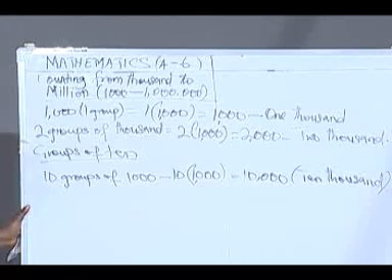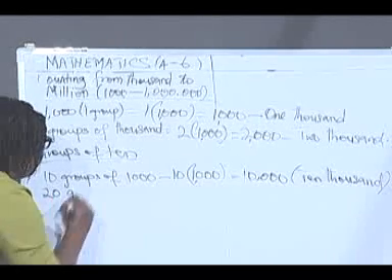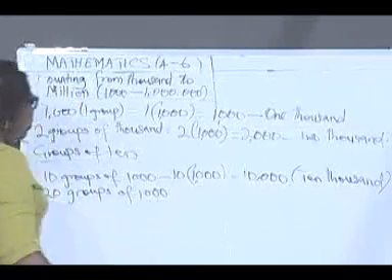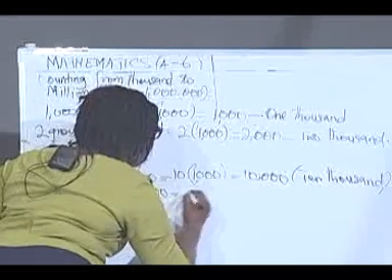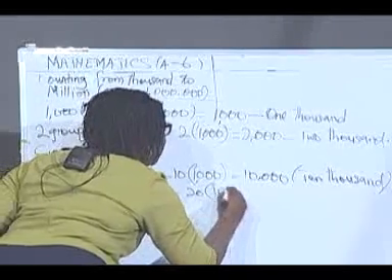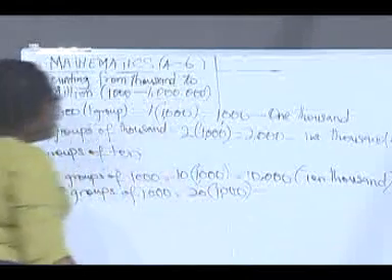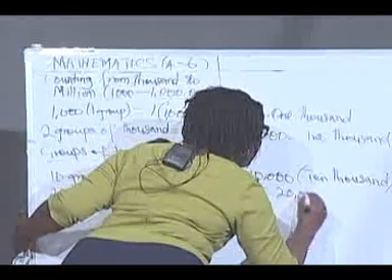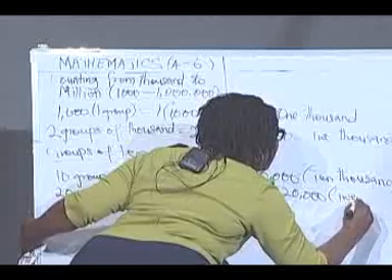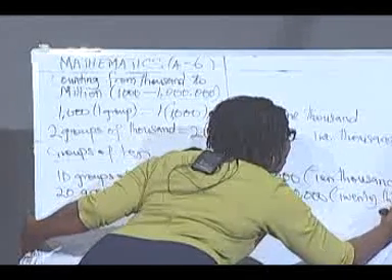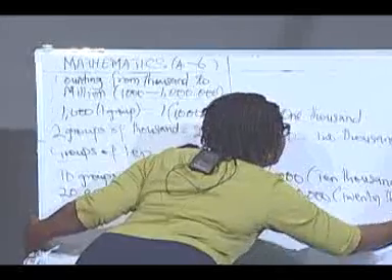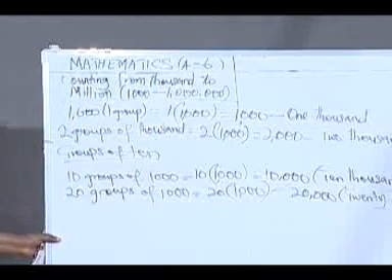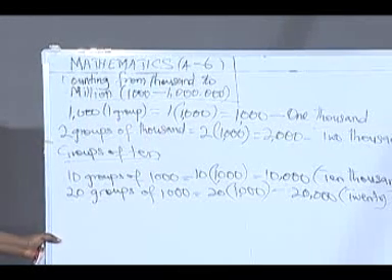Also, we have 20 groups of 1,000, that will be 20 times 1,000, and that should be 20,000. Okay? Good. We can also count in groups of 100.